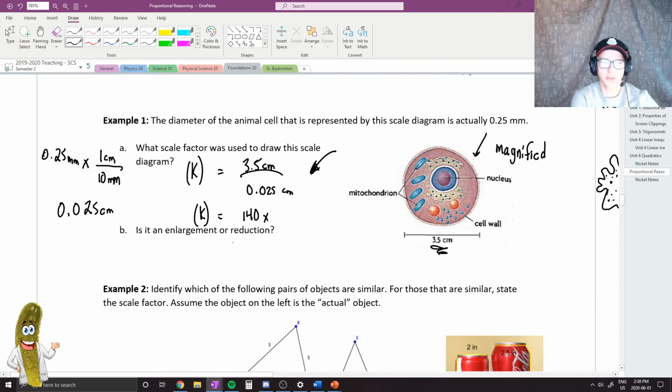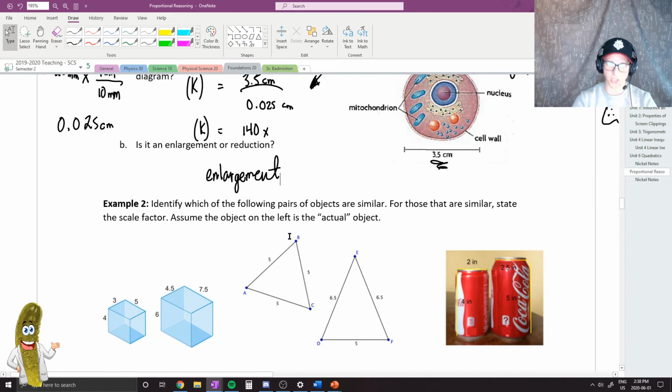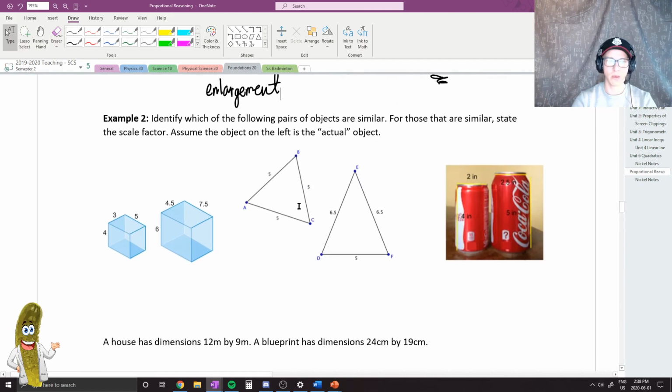Back to the original question, which says, is this an enlargement or a reduction? We know, in fact, that 0.25 millimeters is a lot smaller than 3.5 centimeters. So we would describe this as an enlargement. This has gotten bigger. The other key was that we found that we had a scale factor of 140, which also means that it's an enlargement.